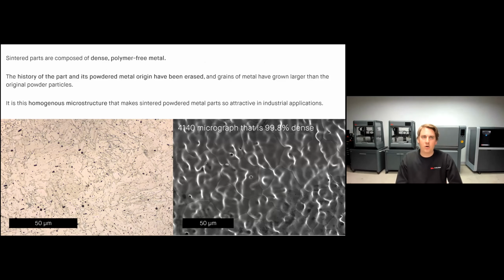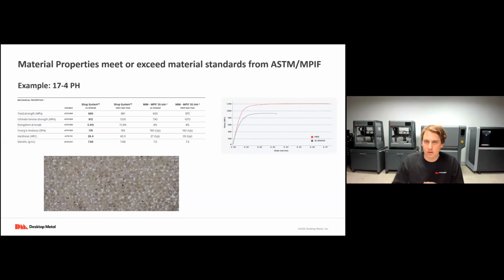One important thing to know about sintered parts is that they are dense and they are polymer-free metal. Because of the sintering process, the history of the part and the fact that it was ever powdered metal has been completely erased. The grains have actually grown larger than the original powder particles, and the result is this homogeneous microstructure. This homogeneous microstructure makes these sintered powder metal parts very, very attractive in industrial applications because you're getting these isotropic material properties.